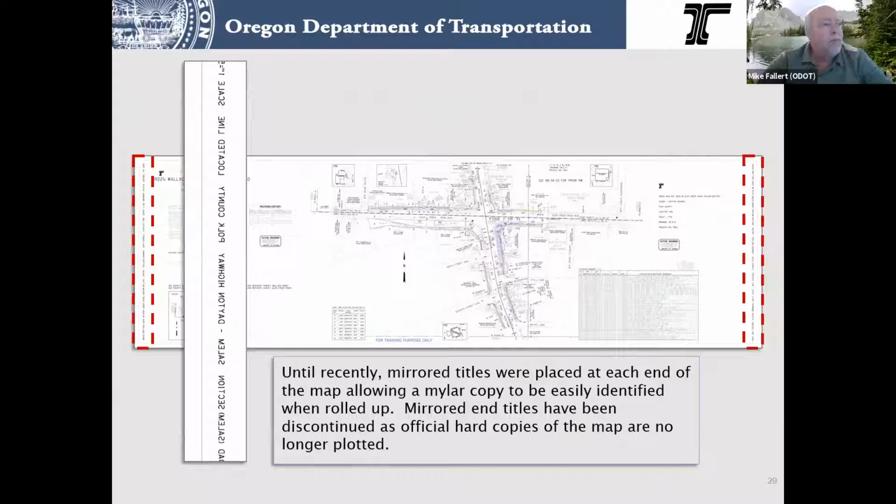So the mirrored text at the end was placed on the Mylar copies or paper copies. What it was for at the time was because these were called roll maps, because they were rolled up on a stick or on a tube and stuck in a cubby hole. You pulled it out and rolled it out. So when you pulled it out, you could look at the side of it and know exactly what map it was, because it had all the information on either end of it. So no matter which way it was rolled up, you had that information.